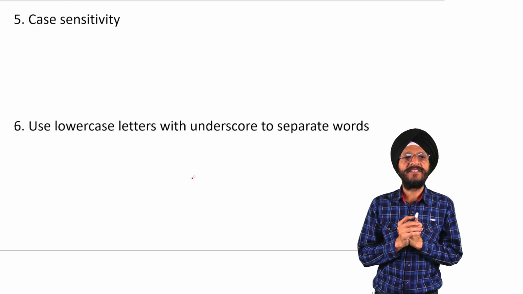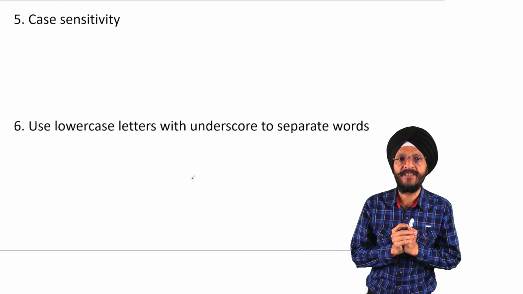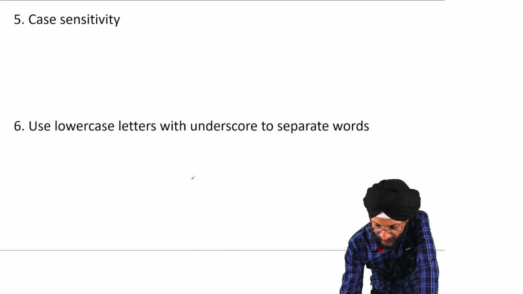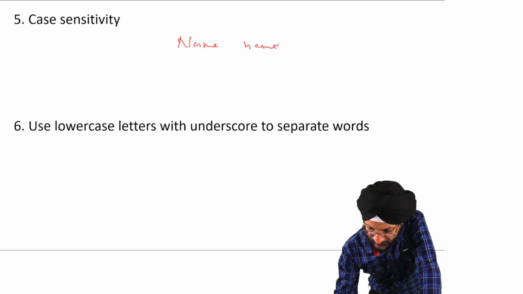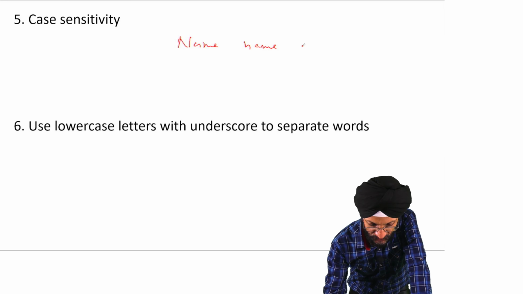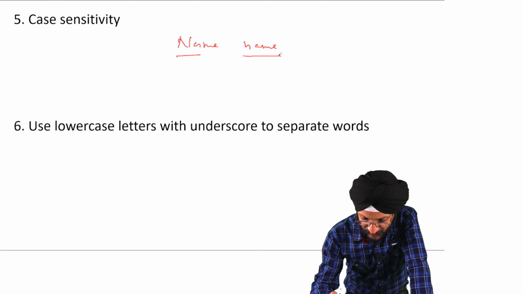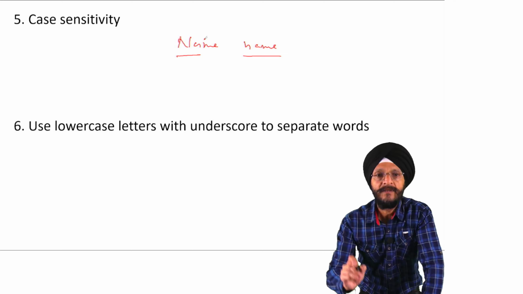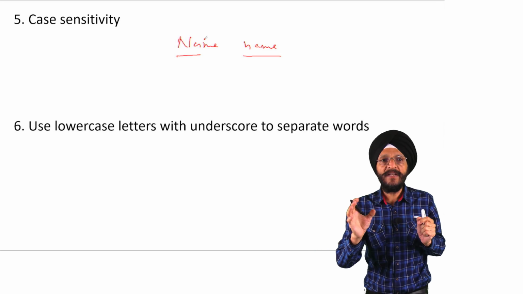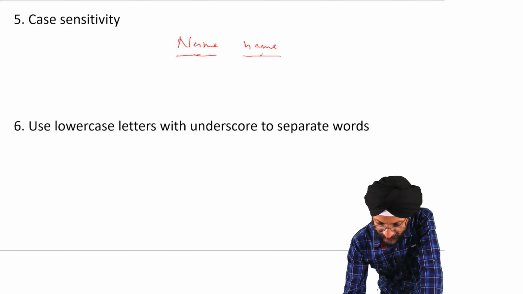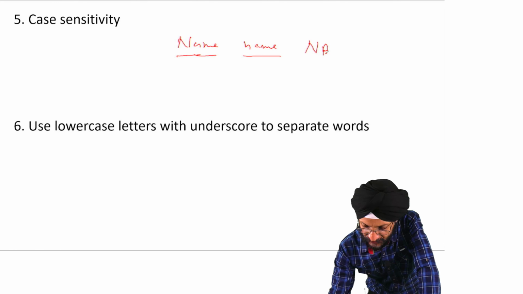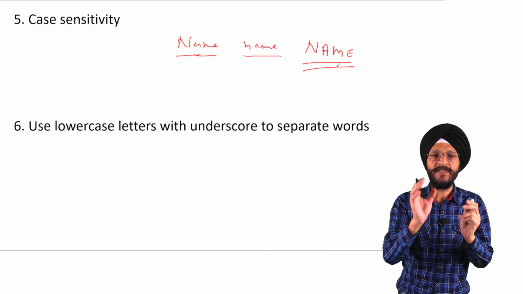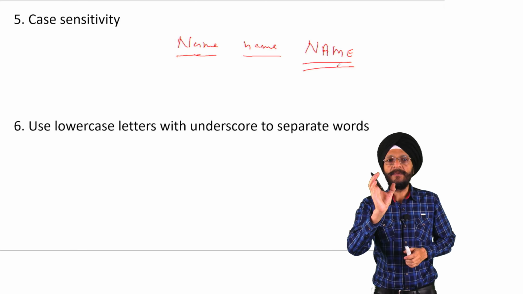Next is case sensitivity. The variable names are case sensitive. That is, if we write a variable name as name, Name, or NAME, then these are case sensitive. These are different variable names. Python will understand each of these as different variable names. If we write all these characters in uppercase, these are three different variable names. Python variable name is case sensitive.